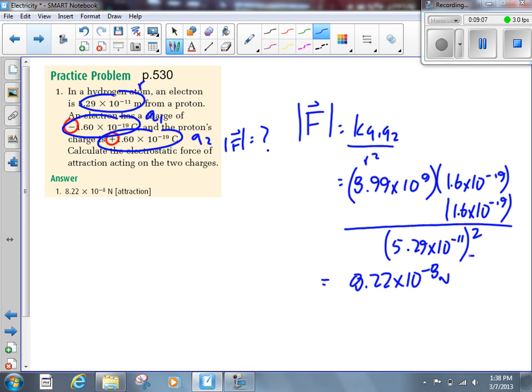It tells us in the question that it's a force of attraction. How do we know that it's attraction? The equation doesn't tell me that anywhere. How do we know that it's attraction as opposed to repulsion? Yeah, opposite charges. We got a positive, we got a negative, and opposites attract. That's the first law of electricity, right?